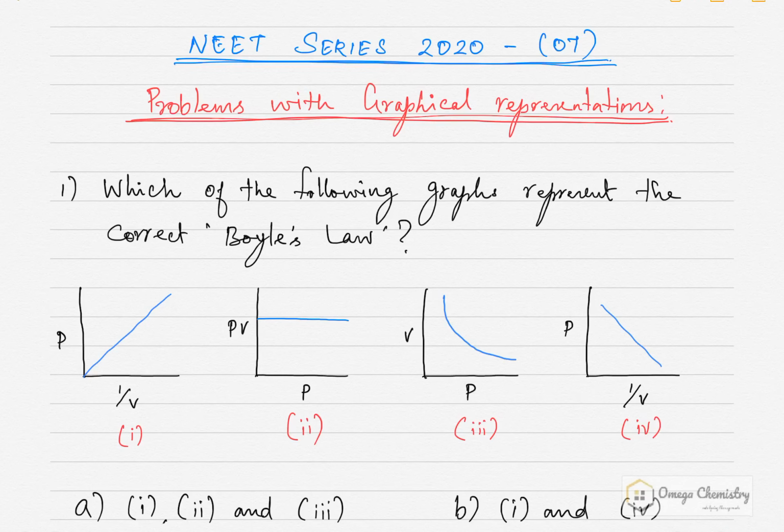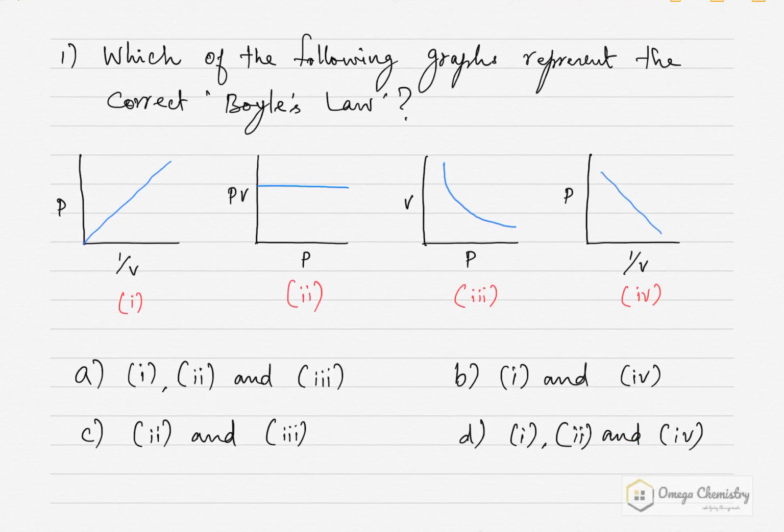So the first problem is, which of the following graphs represent the correct Boyle's law? I know Boyle's law, which states that pressure is inversely proportional to volume at a constant temperature. So pressure and volume vary inversely, which means graph 3 is the right one.